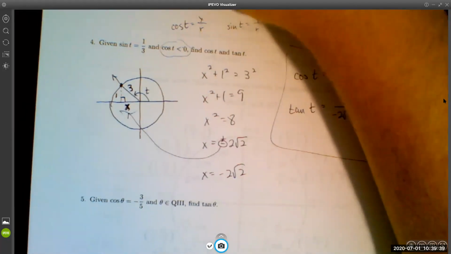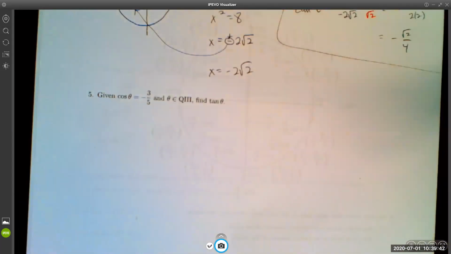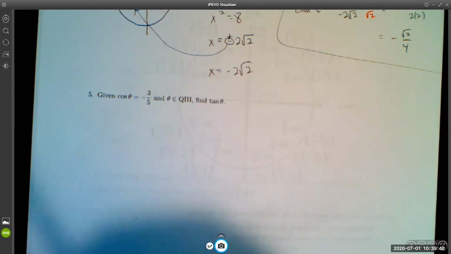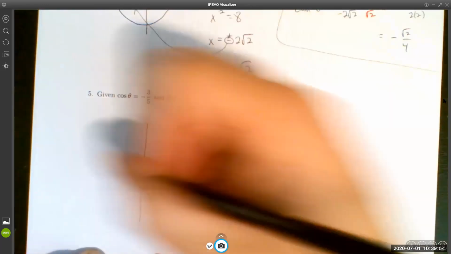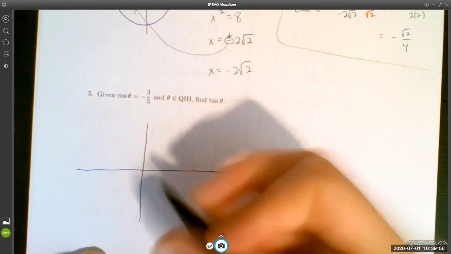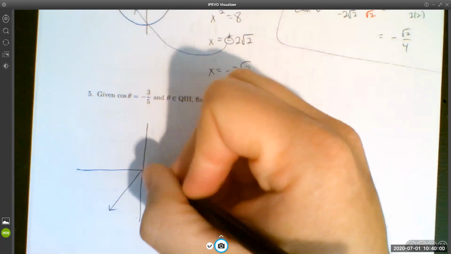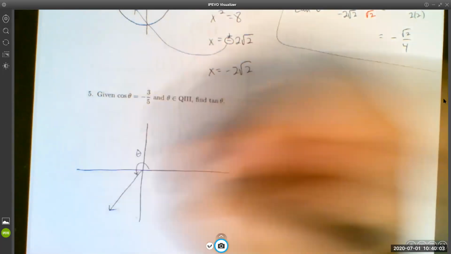Let's do another one. Number 5 says, given that cosine theta is negative 3/5 and that theta is in quadrant 3, find tangent theta. So this time we're told right away that theta is in quadrant 3. I'm not going to bother drawing the circle anymore. I know that theta is here in quadrant 3.